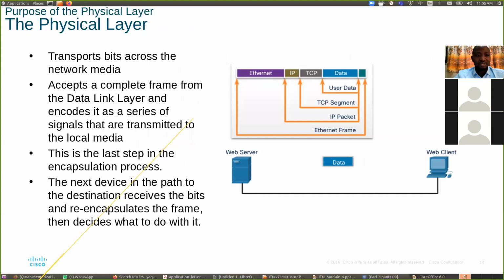Right. So the physical layer transports the bits across the medium. It accepts a complete frame from the data link layer. According to the OSI model, the frame from the data link layer will be transferred to the physical layer for transmission. If you look at this diagram here, you have the web server and you have the web client. So this data will be sent through this physical medium you're seeing here that interconnects them.